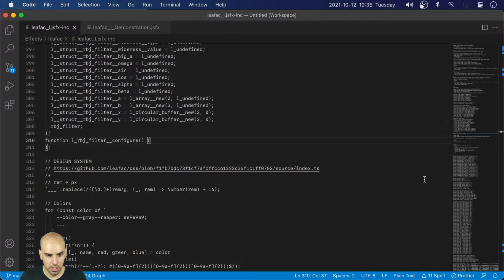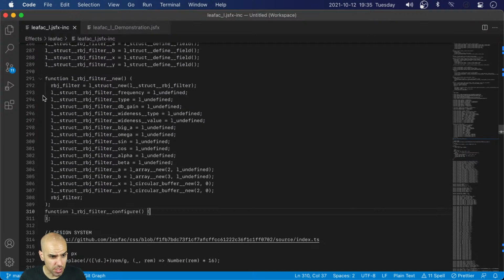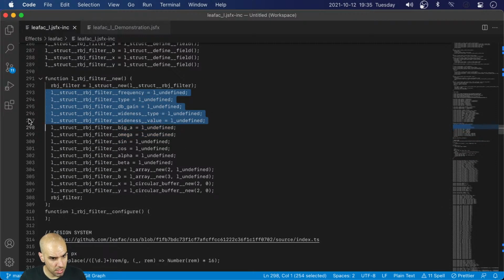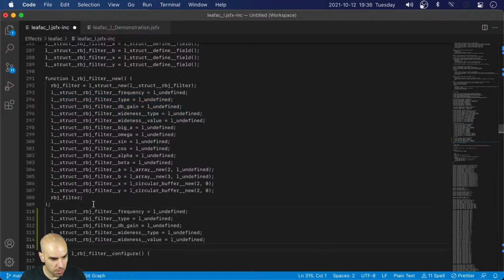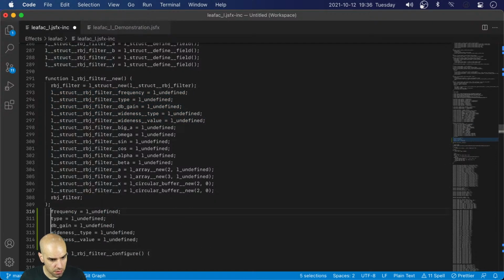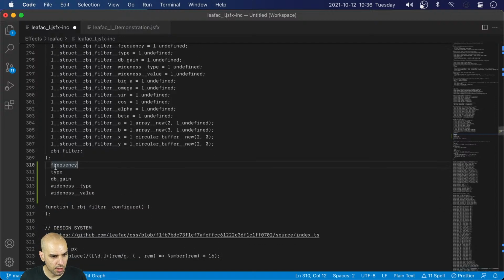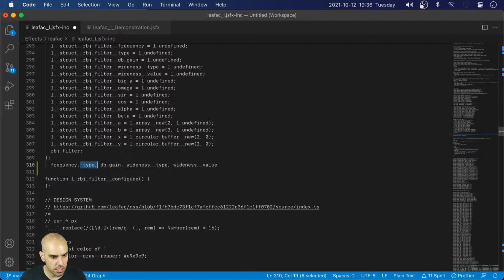Okay. All right. So configuration of the filter. What do we need in terms of configuration? I guess it's mostly some of these, but not all of them. Yeah, we need some of these, specifically, we need these guys. And I think I'm going to put a comma at the end of these and join these lines. And here I have my parameter list.